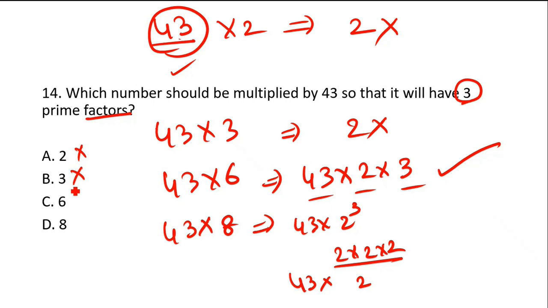43 into 3, only 2 prime factors. 43 into 6, 2 is prime, 3 is prime, 43 is prime. Totally, you will be having 3 prime values. And 8 is not your answer because writing the same number thrice can't give you 3 prime factors. So that is considered as only one prime number. So option C is your answer.